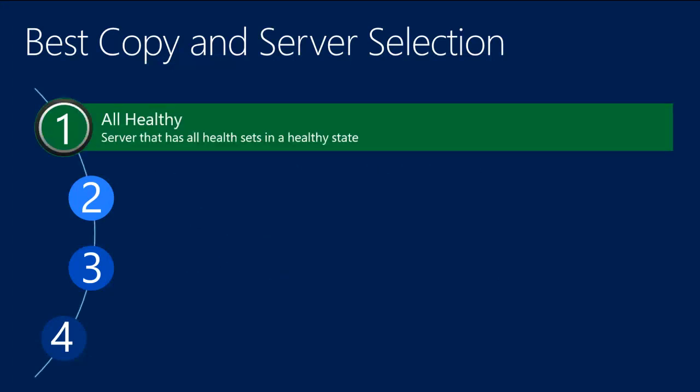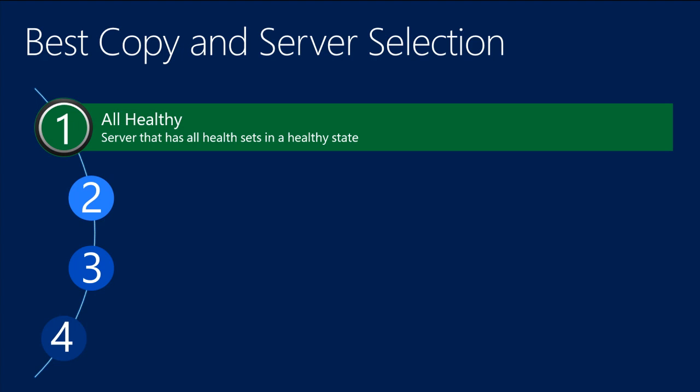So the first constraint is what we call all healthy. So here what we're doing is we're looking for a server in the DAG that has a viable passive copy for activation whose managed availability health sets are all in a healthy state. There's nothing being reported by managed availability as being unhealthy. This would be our best possible candidate for activation.